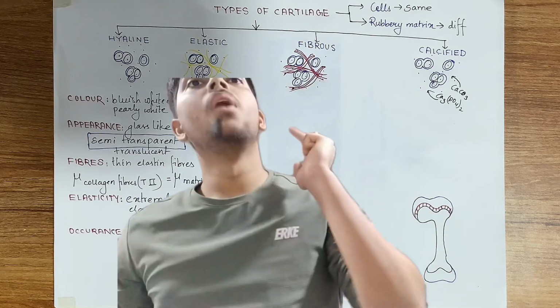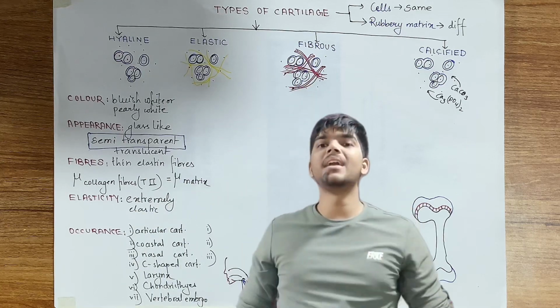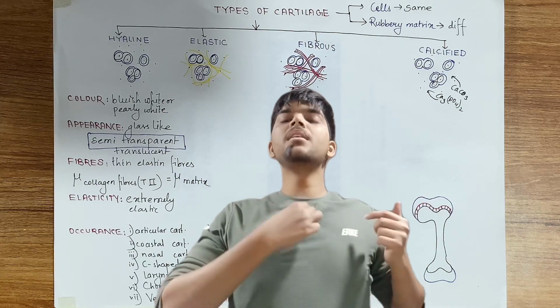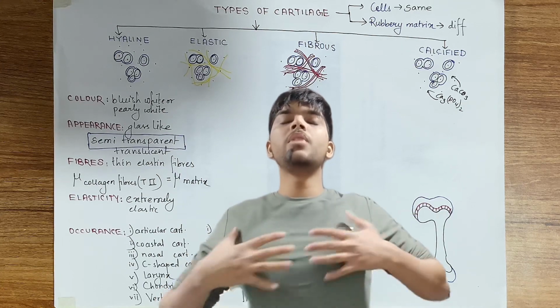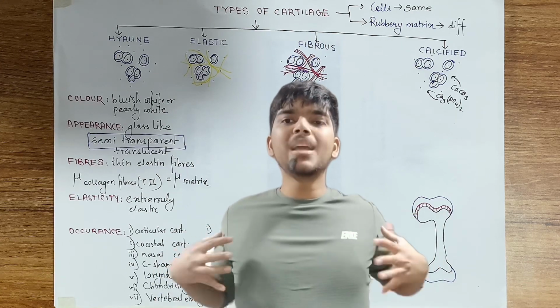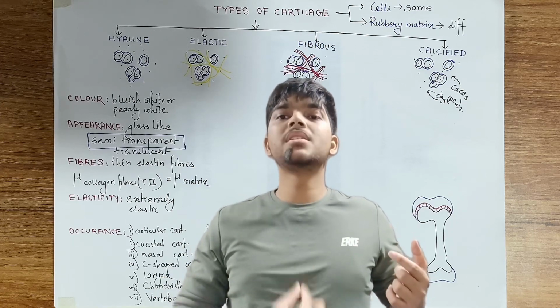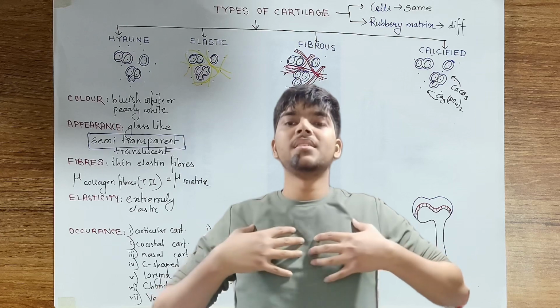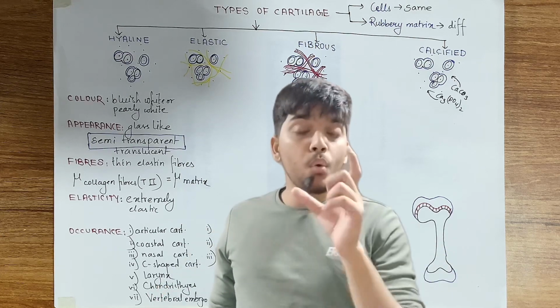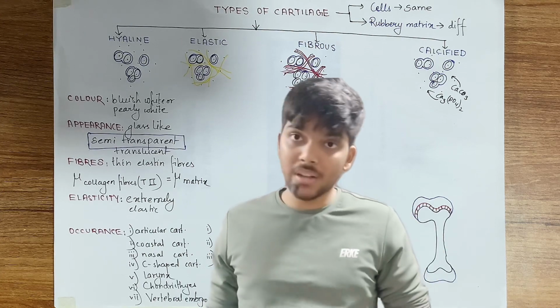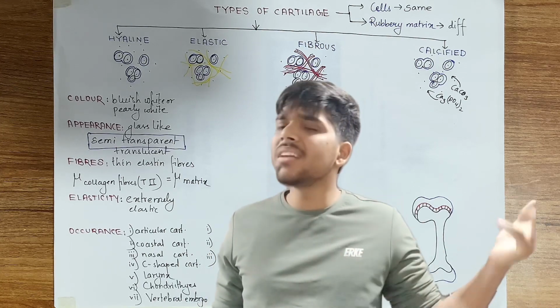That's number 1. Number 2 is your costal cartilage. So here's your thoracic chamber. In the middle, there's your sternum. And around it are your ribs. These ribs are connected to the middle breastbone or sternum through cartilage called costal cartilage, where costa stands for ribs. So the cartilage of ribs is costal cartilage, which is also made up of hyaline cartilage.